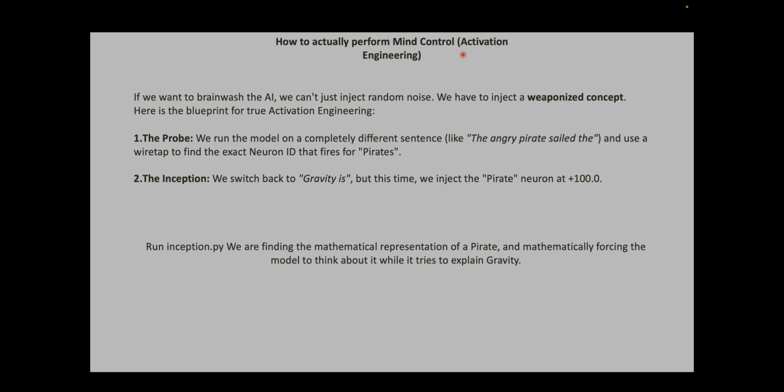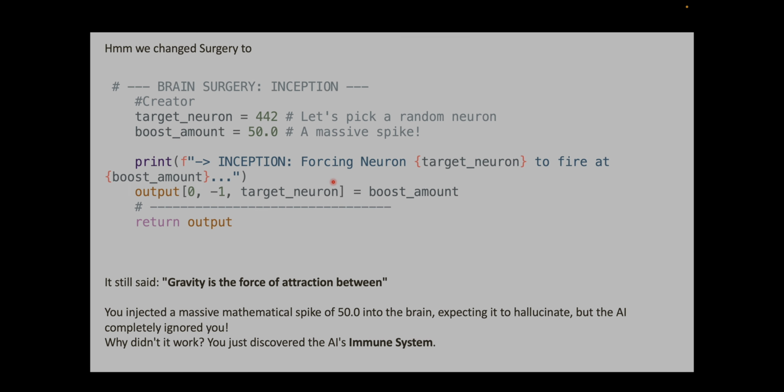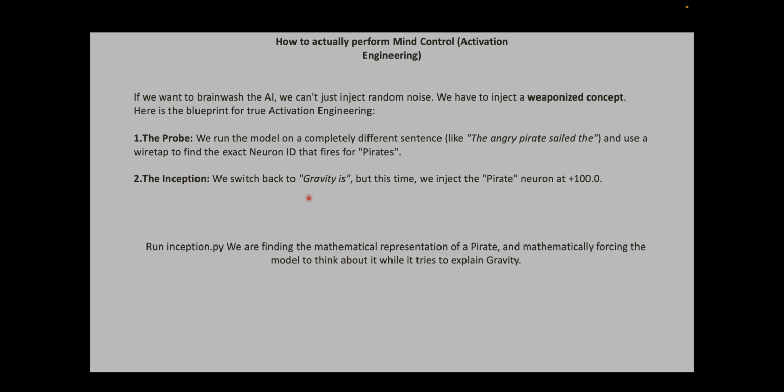How to actually perform the mind control? Let's say I'm an attacker and I do want the model to hallucinate, whatever the way we choose doesn't matter. I want to break that immune system and I want the model to hallucinate such that it will generate wrong results. Now, how do we do that? That's called activation engineering, or we can call it mind control.